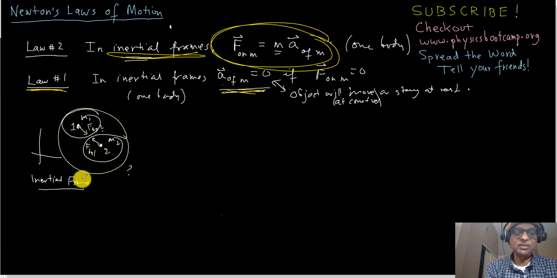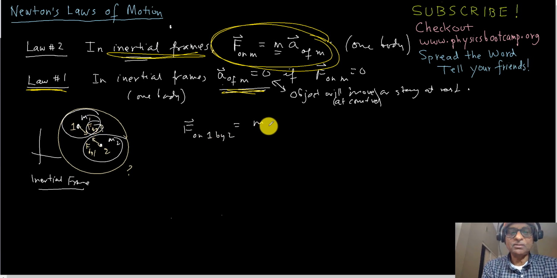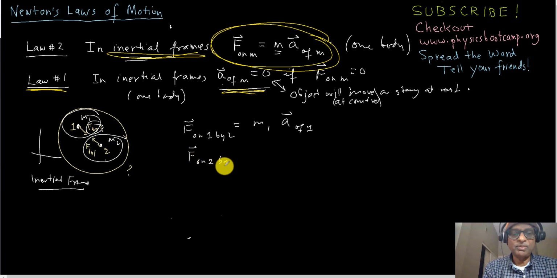So we're looking at an inertial frame. So this F on 1 by 2, that's this force, equals mass of 1 times acceleration of 1. And for this one, the law will be F on 2 by 1 equals mass of 2 times acceleration of 2. Let's add these up, okay?